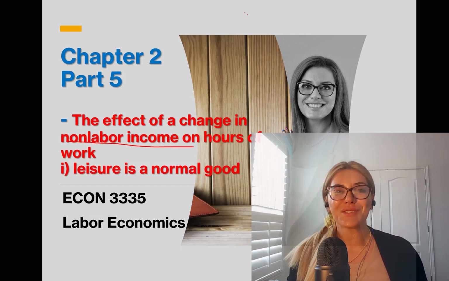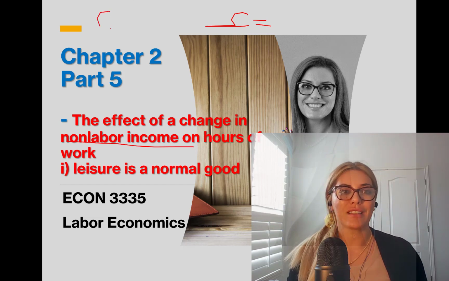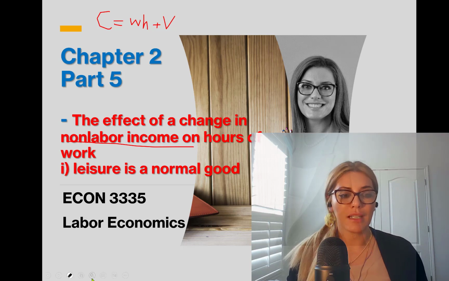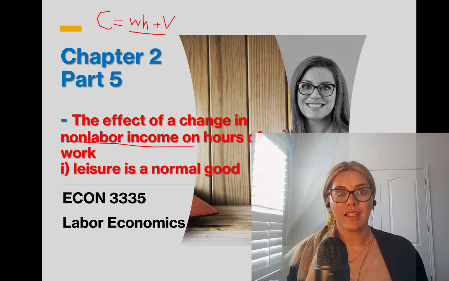So I just want to remember myself, that's a C. Let me write it here. Consumption equals, remember, wage rate times hours of work, plus non-labor income. So labor income is the first part and non-labor income is the second part. So we are trying to have an equation with leisure in it. So I know that leisure is equal to your total time minus time you devote to hours of work.